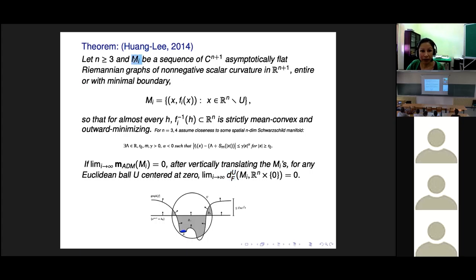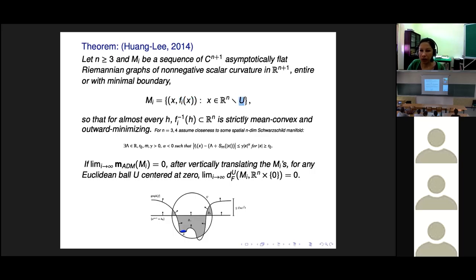So let's read what this says. We have manifolds of dimension greater or equal than 3. And they are actually going to be graphs over a function. So you have x and then phi of x. And this function phi is going to be defined in R^n minus some ball.